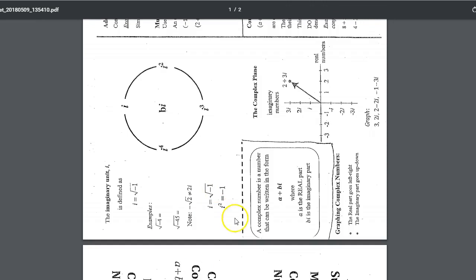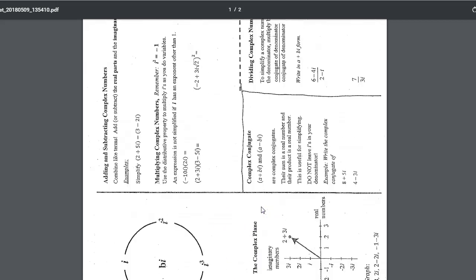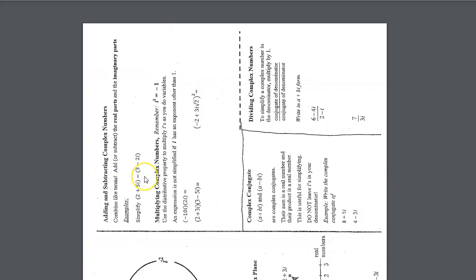Okay, so right here it says on the side here, I know it's hard to see, but it says a complex number is a number that can be written in the form of a plus bi, where a is the real and b is the imaginary. So that's kind of circled. I might star that. But let's talk first about adding and subtracting and multiplying and dividing. Those are your general operations for your complex numbers.